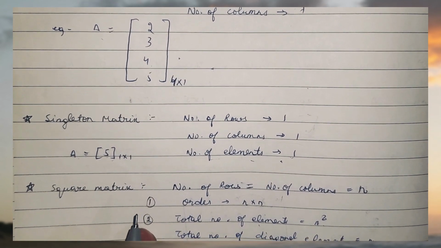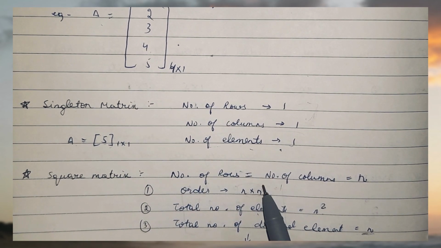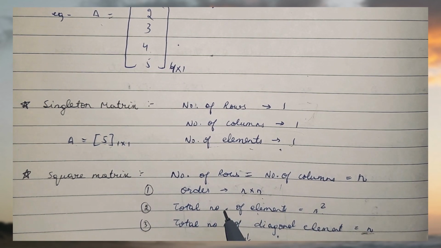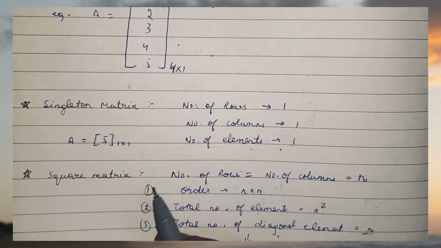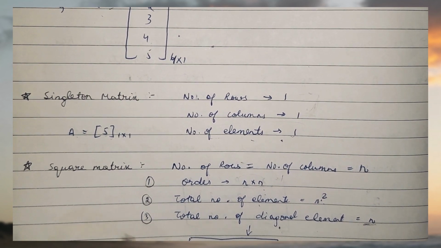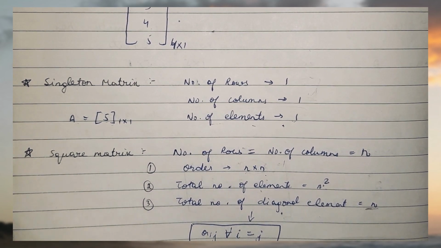And fourth is square matrix. In a square matrix, the number of rows and the number of columns are both equal. So the order can be 1 into 1, 2 into 2, 3 into 3 up to infinity. And the total number of elements in a square matrix is n square. And the total number of diagonal elements in a square matrix is n, where n is the order of the square matrix.